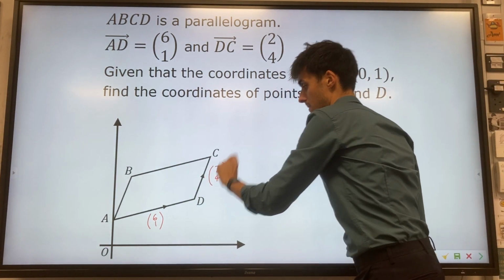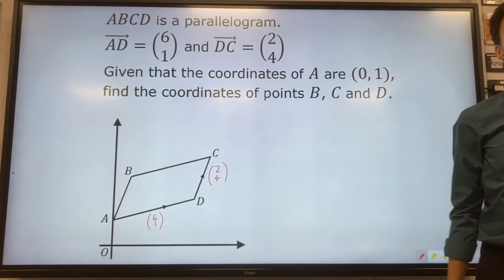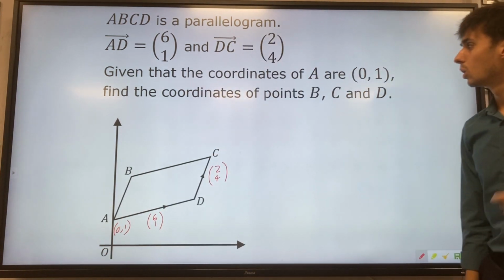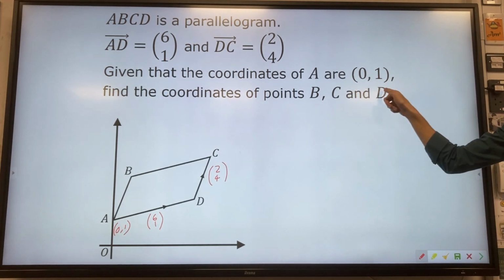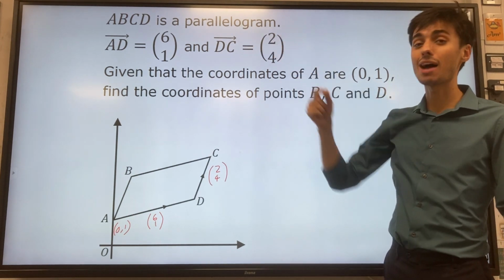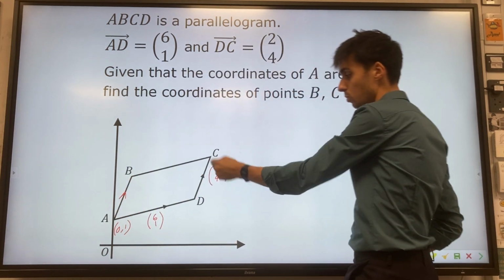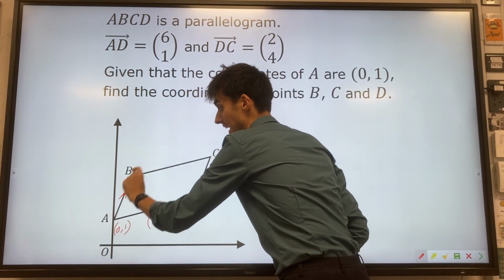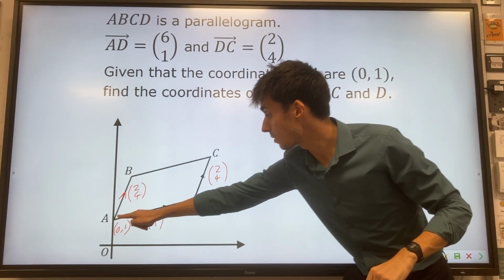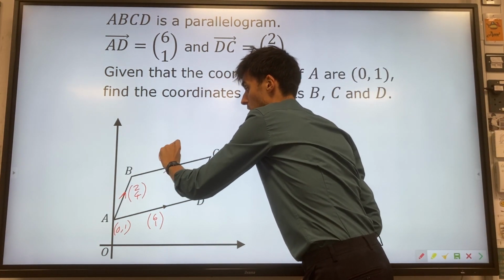(2, 4). We also get given the coordinates of A are (0, 1), so marking our A coordinates, (0, 1). We want to find the coordinates of B, C, and D. Well, let's again use the idea of a parallelogram having equal and opposite sides. So this side here, if this was (2, 4) as a vector, our side AB must also be (2, 4). And likewise, if this side here was (6, 1), BC must also be (6, 1) as a vector.